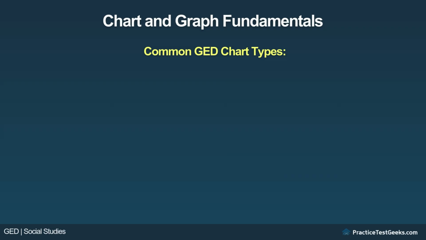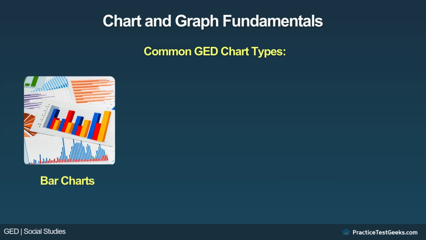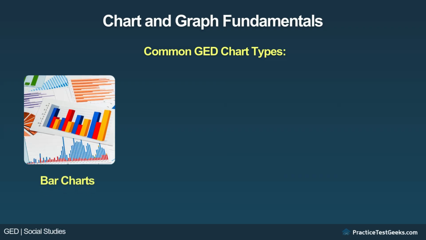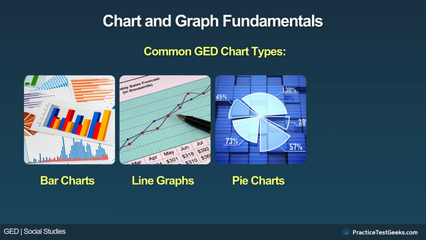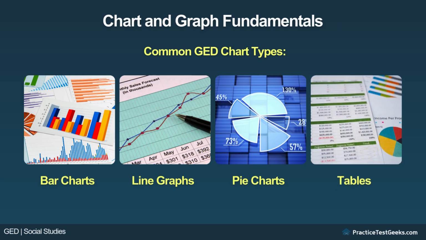Units of measurement. Pay attention to whether we're talking about thousands, millions, or percentages. You'll encounter 4 common GED chart types. Bar charts. These compare quantities across different categories, so look for the highest and lowest bars. Line graphs. These show change over time, so focus on whether the trend is going up, down, or staying steady. Pie charts. These display parts of a whole that always total 100%, so identify the largest and smallest segments. Tables. These organize data in rows and columns, so practice finding specific information quickly.